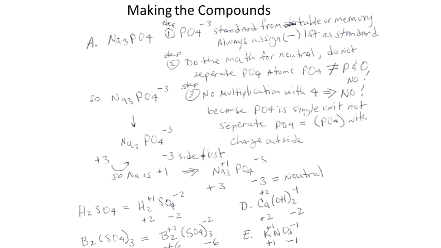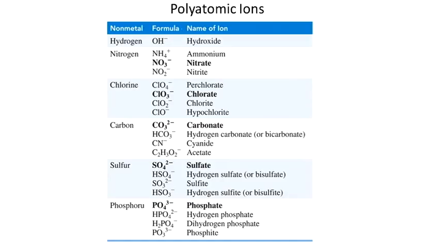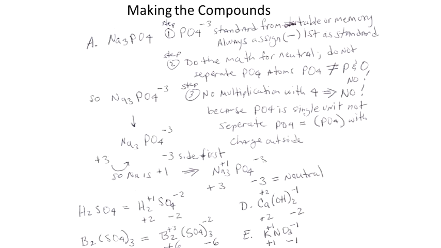Sodium phosphate. Now, the PO4 is a standard. So I look on the table or I have it memorized, and PO4 is a standard at minus 3. So we know it's a minus 3. That's how I start. That's the first thing I do, is assign the negative side of it. Okay? Then you do the math to figure out what goes on the positive side. But keep in mind again, PO4 is not P and O. It's PO4.